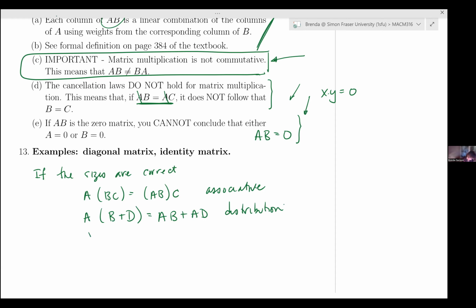And then we've in fact seen this already, but if we have a scalar times the product AB, that's going to be equal to the scalar times A, then times B, and that's also equal to A times the scalar times B. So you can move the scalar multiplication around.